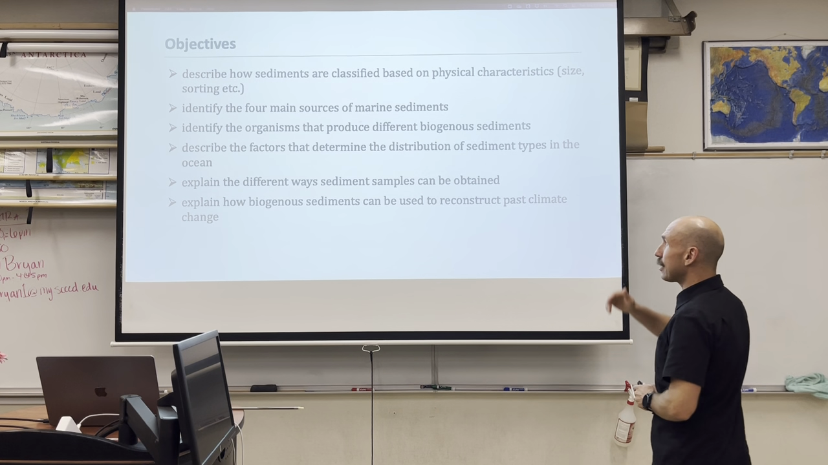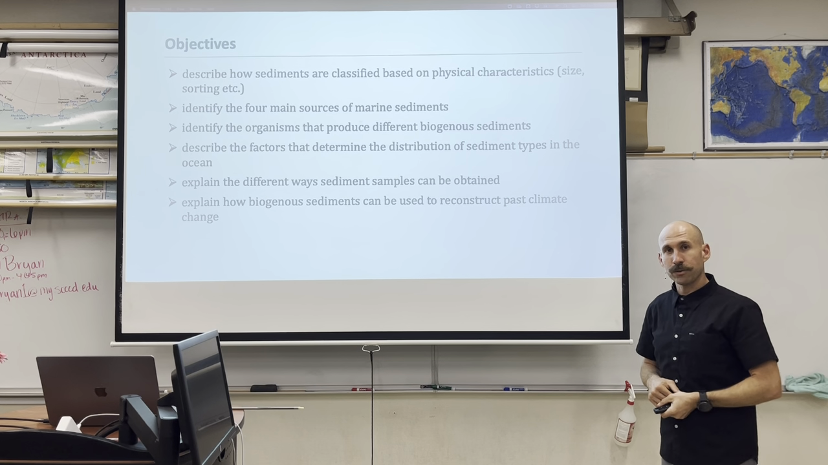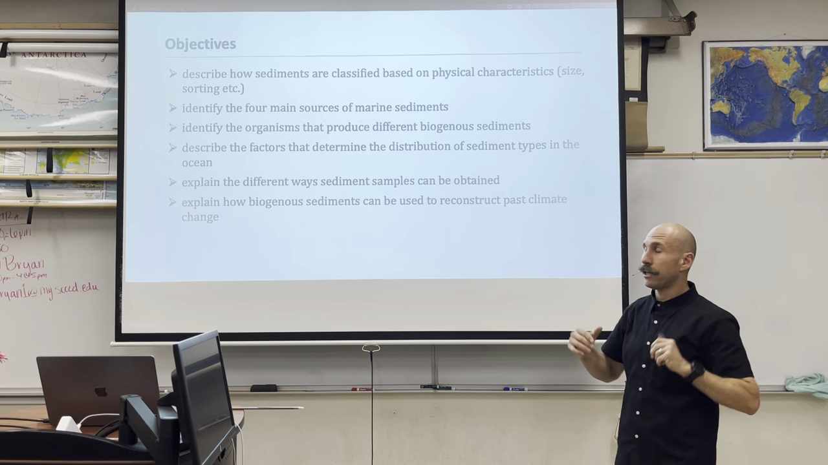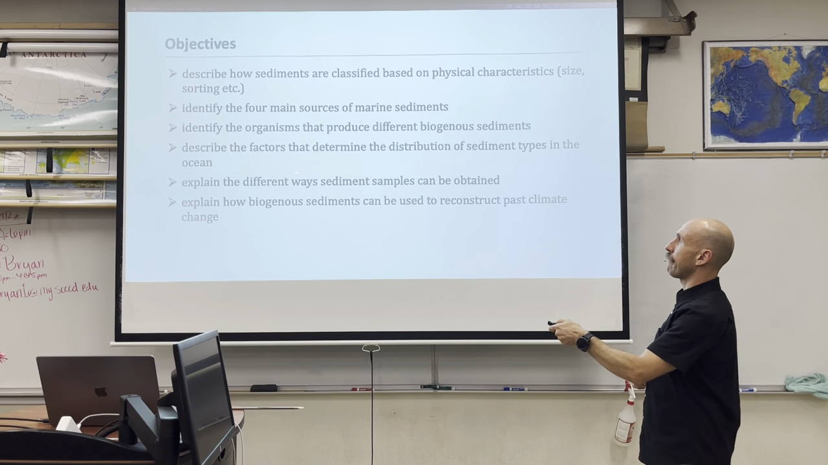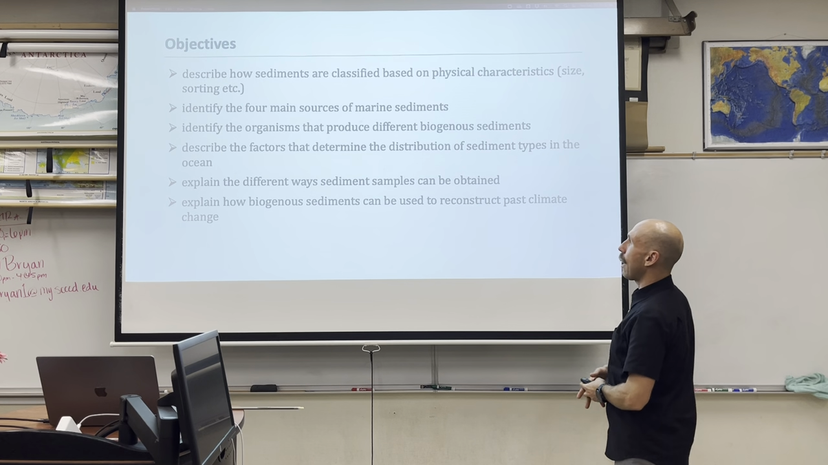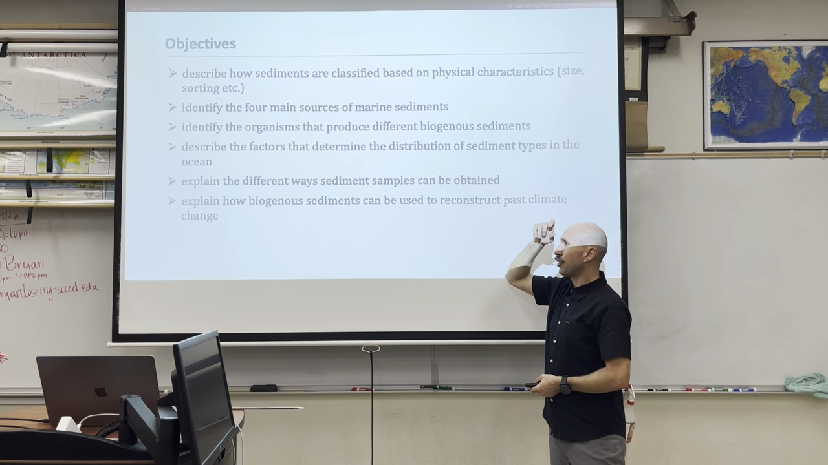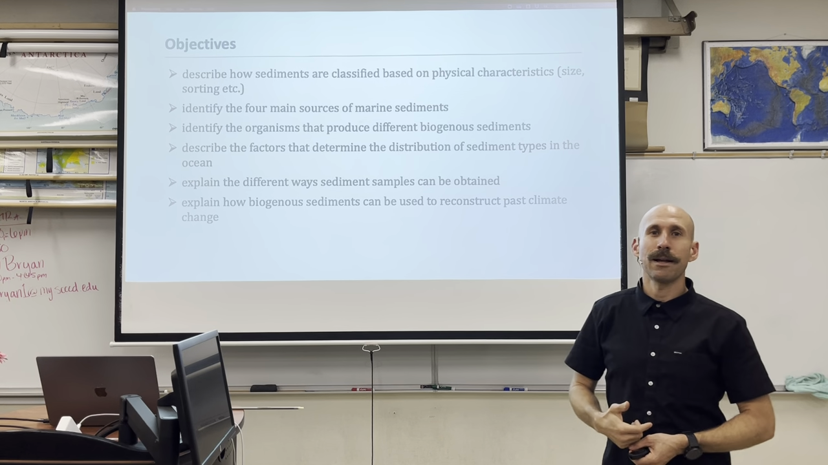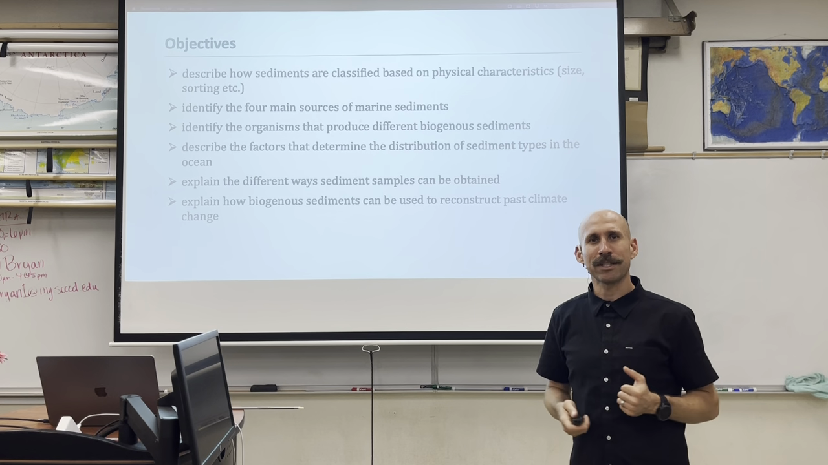So today we are describing how sediments are classified based on physical characteristics. We'll get into the four main sources of marine sediments. This is a big topic. Identify organisms that produce biogenous sediments. Describe the factors that determine the distribution of sediment types in the ocean. We'll look at how we can obtain sediment samples, and then a brief discussion on how to utilize biogenous sediments to reconstruct past climates. Wow, marine sediments can tell us what the climate was like in the past?